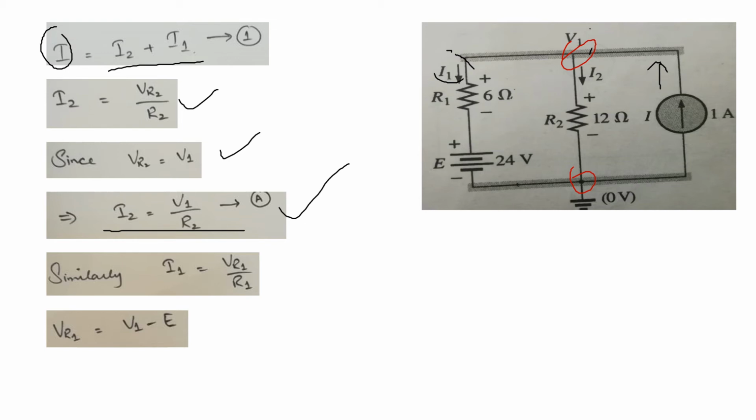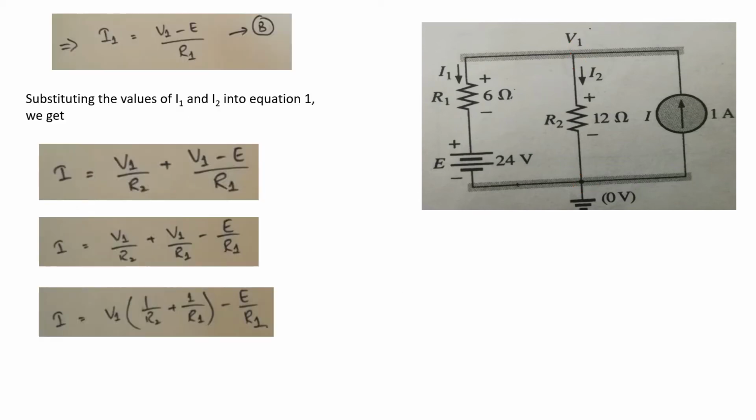Similarly, for I1, I1 equals VR1 divided by R1, where VR1 is the voltage across resistor R1. Now we apply a probe at those points. VR1 is equal to V1, which is the total voltage of that branch, minus the applied source. When you subtract the applied source E from V1, you get the value of VR1. So I1 is equal to V1 minus E divided by R1.